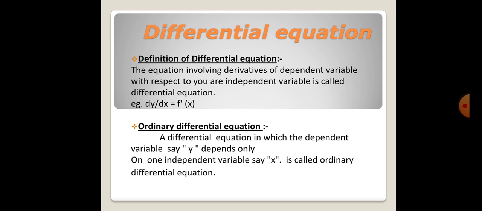The equation involving derivatives of dependent variable with respect to independent variable is called a differential equation. For example, dy upon dx is equal to f dash of x. It is a differential equation. But why is this a differential equation?